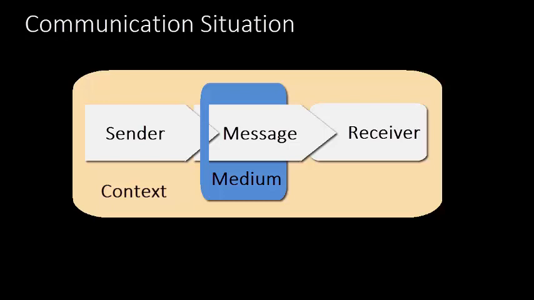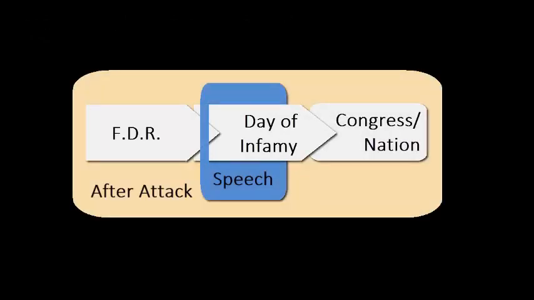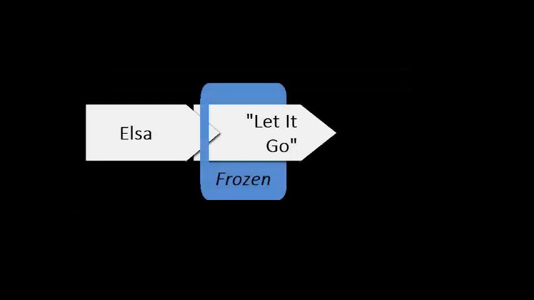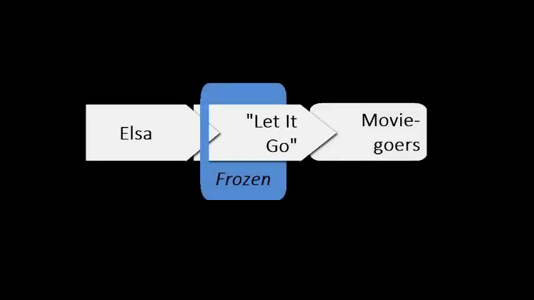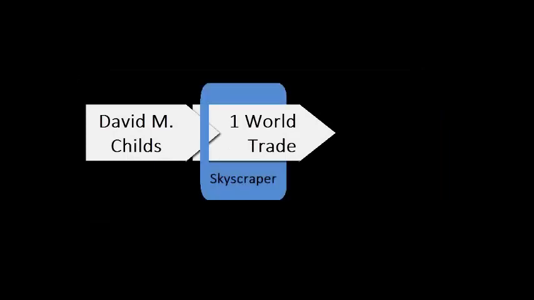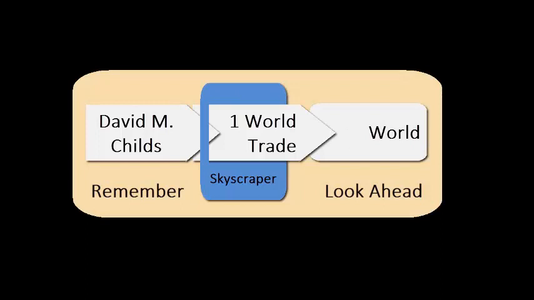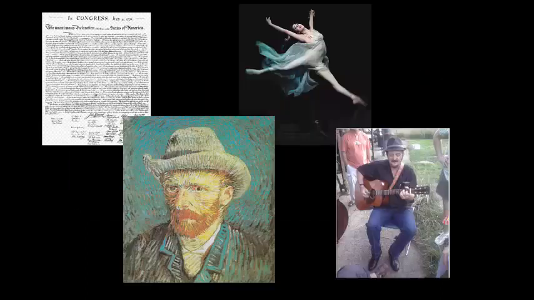For example, FDR gave his Day of Infamy speech to Congress and the American people on the day after the Japanese bombed Pearl Harbor. And Elsa sang her Let It Go song in the Disney musical Frozen to let the moviegoers know that she was retreating into the icy wilds. And the designer of One World Trade Center created a skyscraper telling the world that the United States had returned, remembering the past but looking toward the future. Whenever someone is trying to say something to someone else using a medium, there's a communication situation.